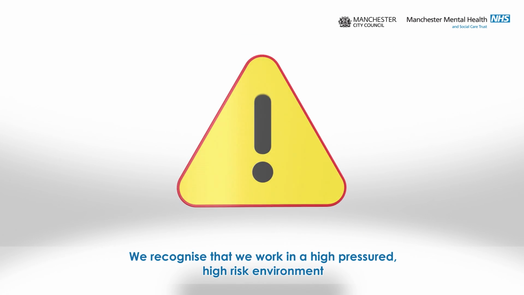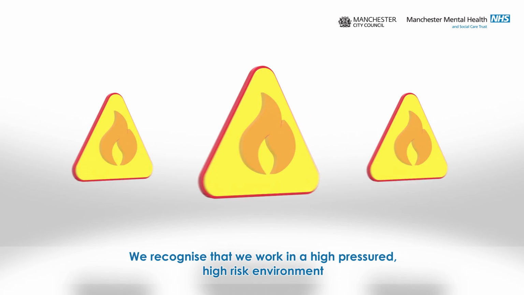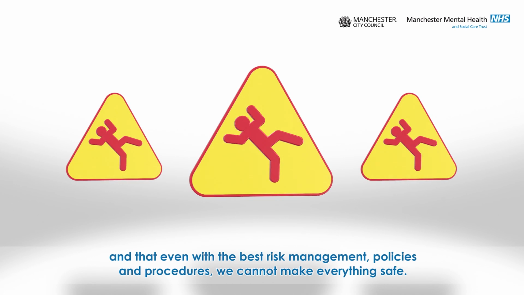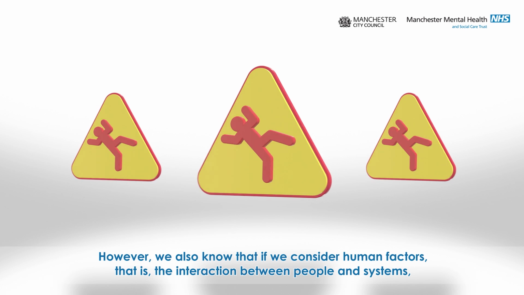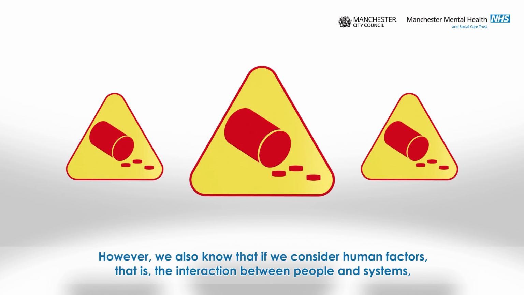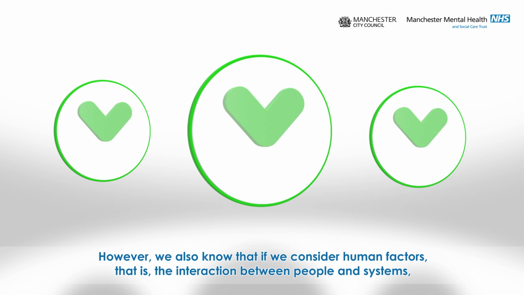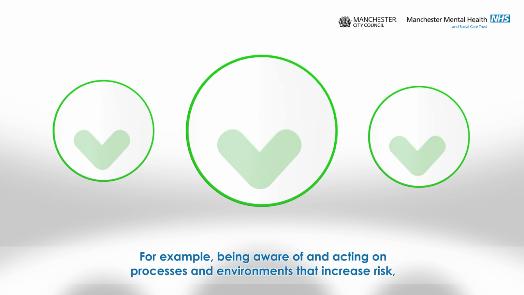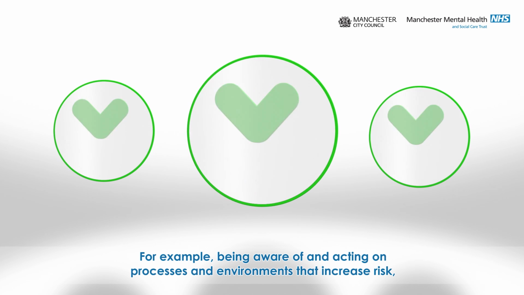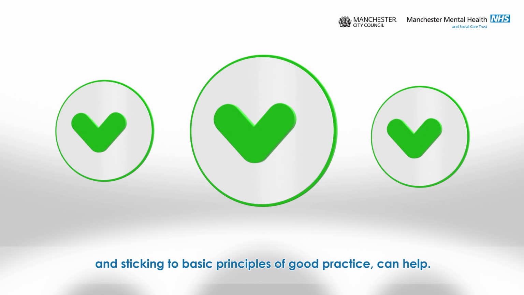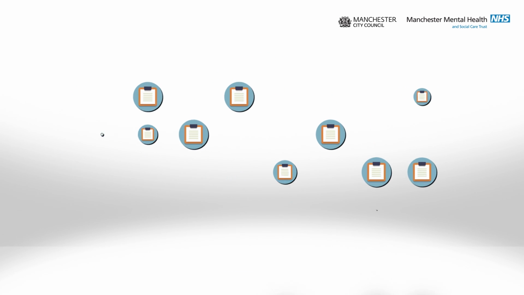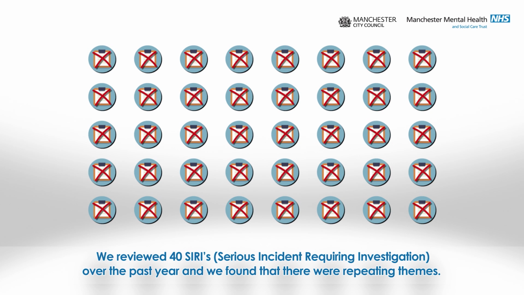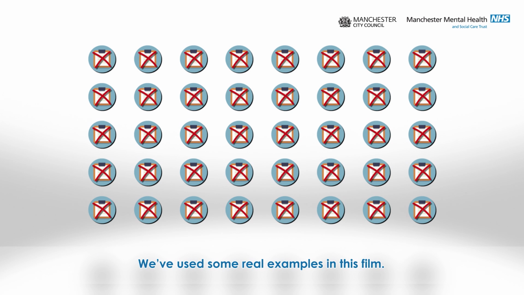We recognize that we work in a high-pressured, high-risk environment, and that even with the best risk management policies and procedures, we cannot make everything safe. However, we also know that if we consider human factors, that is, the interaction between people and systems, we can reduce the likelihood of harm occurring. For example, being aware of and acting on processes and environments that increase risk and sticking to basic principles of good practice can help. We reviewed 40 serious incident reviews over the past year, and we found that there were repeating themes. We've used some real examples in this film.